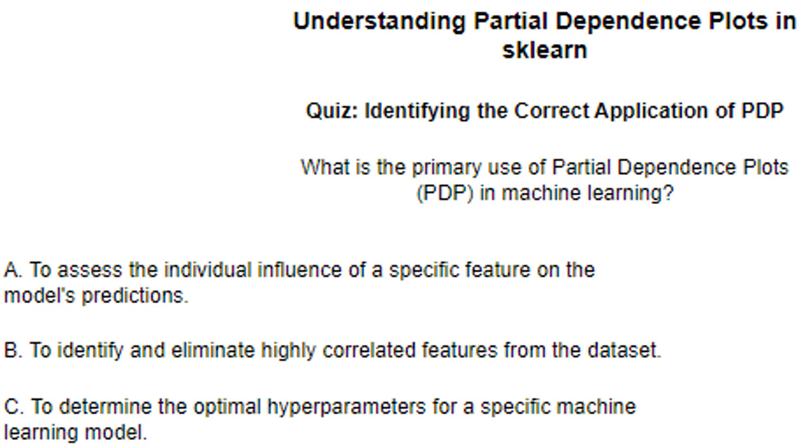Explanation. Incorrect. While PDPs can reveal relationships between features, they are not primarily used for identifying and eliminating correlated features. Techniques like feature selection based on correlation analysis or other feature importance methods are more suitable for this purpose.